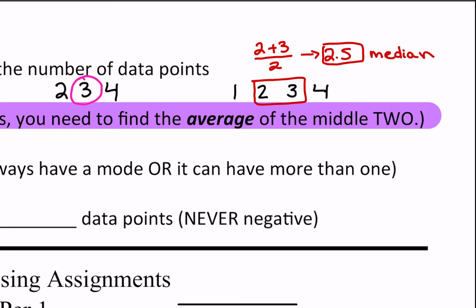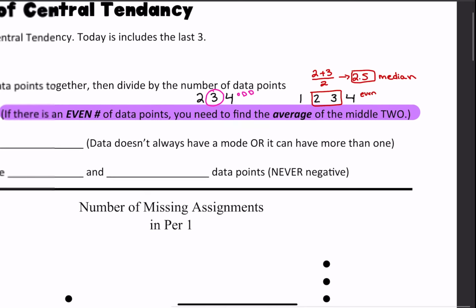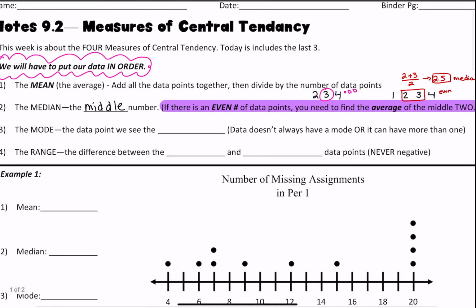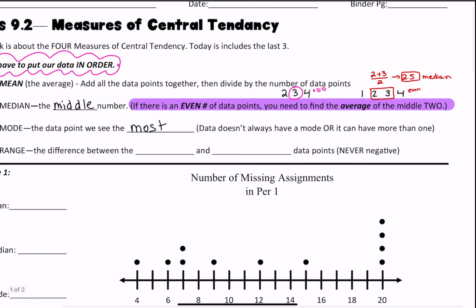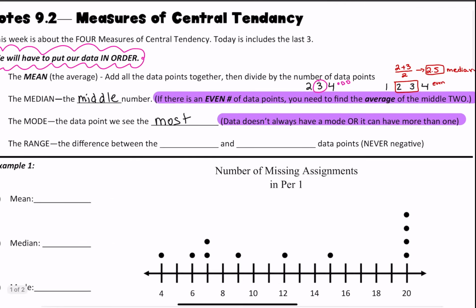Okay? So that's the difference between what happens when you have an odd number of data points versus an even number of data points. Now again, if it's in the middle, that means it's got the same numbers on the right side and on the left side of that middle. Okay. Mode is the data point we see the most. Okay, mode is the most. Now, data doesn't always have a mode, or it can have more than one. We will see, I think, most of these today.